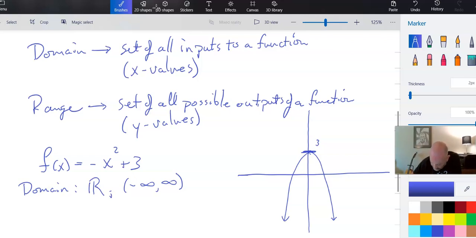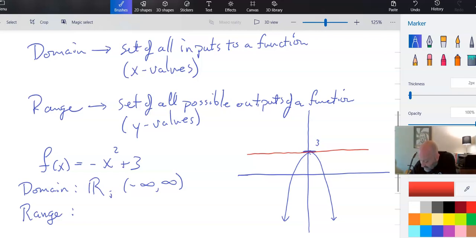Now, the range. Okay, so the range are all the y values that you can get out from plugging in x values. So if we look at this, this is where it's a lot easier just to look at your graph. Well, this thing tops out at 3, right? That's the highest y value that I can reach with this function. There's no function values that will give me a 4, a 5, or anything else.